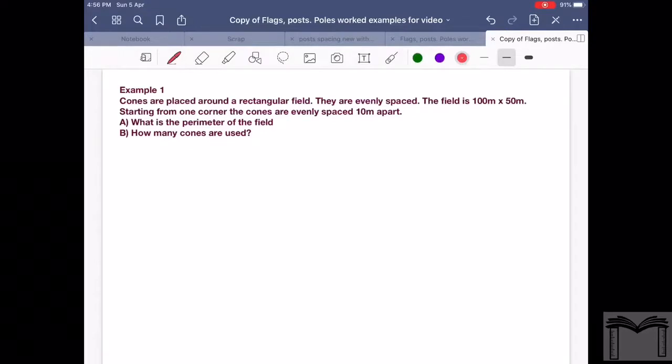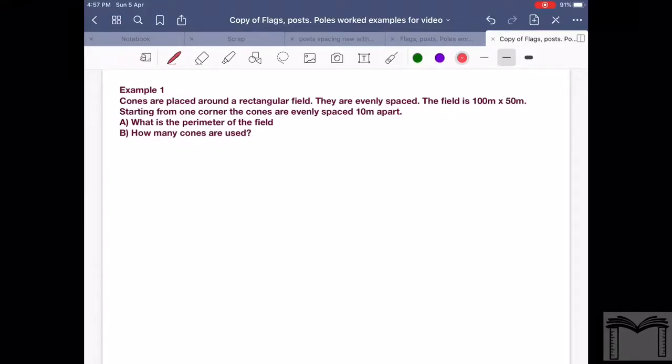Example 1. Cones are placed around the rectangular field. They are evenly spaced. The field is 100 meters by 50 meters. Starting from one corner, the cones are evenly spaced 10 meters apart. Part A. What is the perimeter of the field? And Part B. How many cones are used?